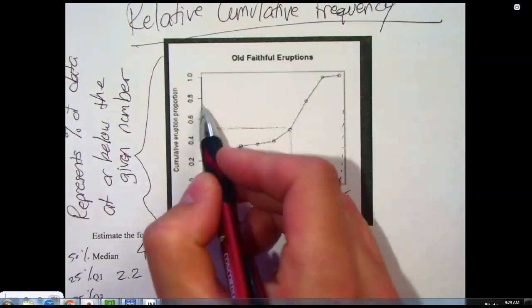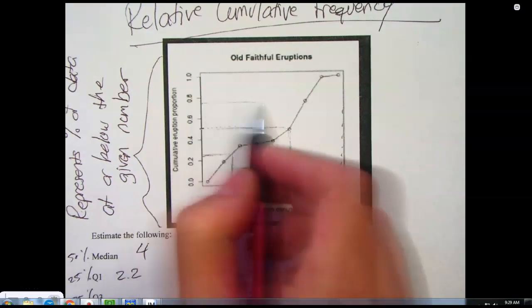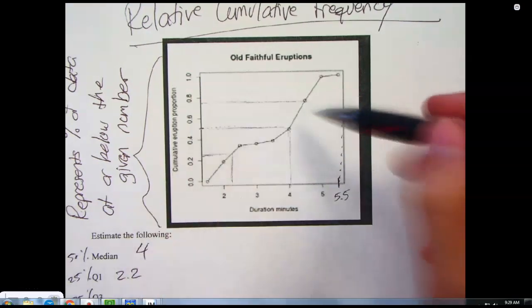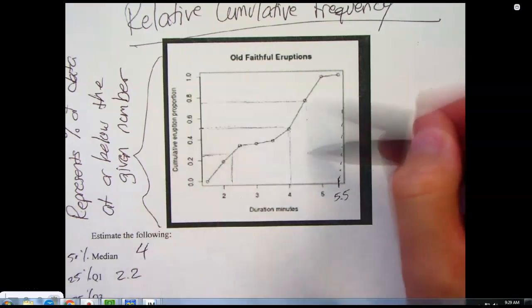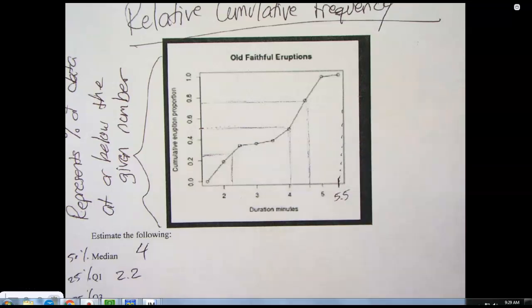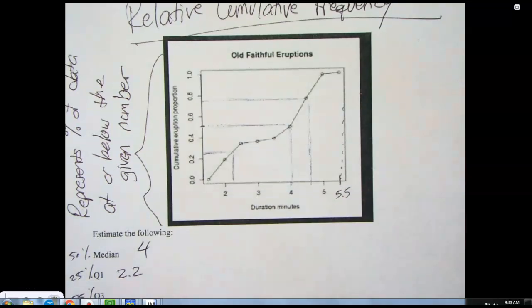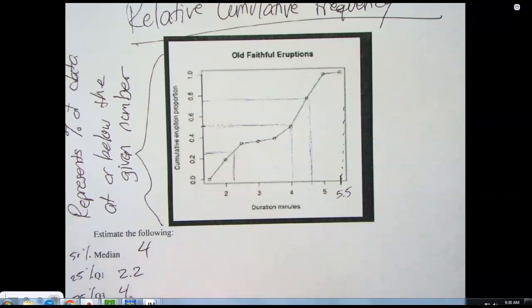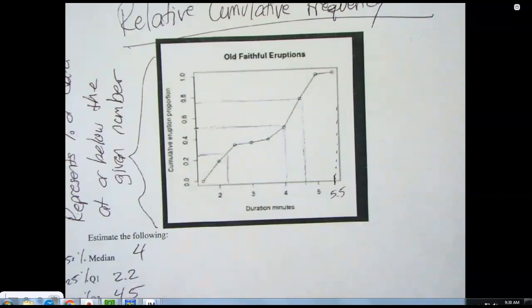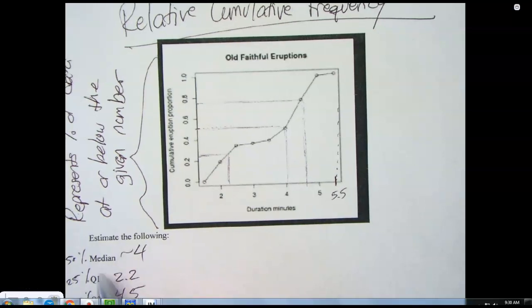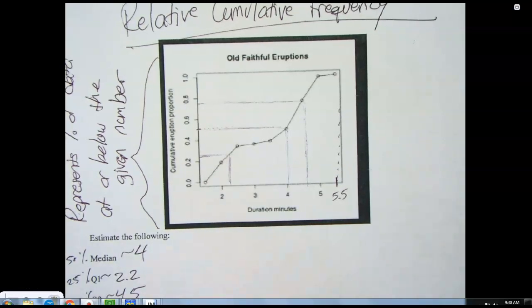Q3, 75%, so go up here. Read across, I think it's probably supposed to land on that dot there. And then read down, so now I'm at like 4.5, 4.6 range. So yeah, these are all estimates. I should be putting that little squiggly thing.